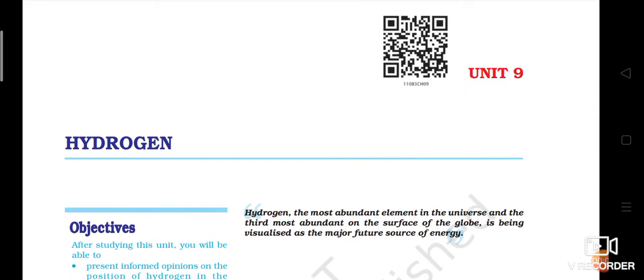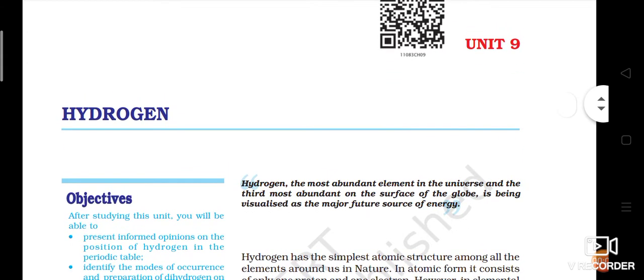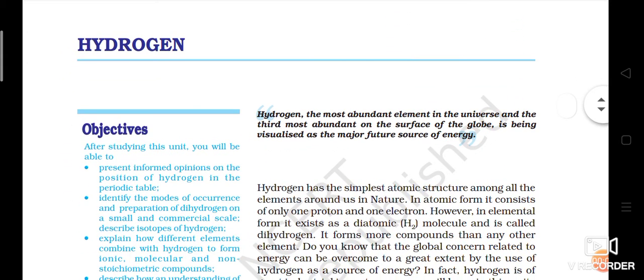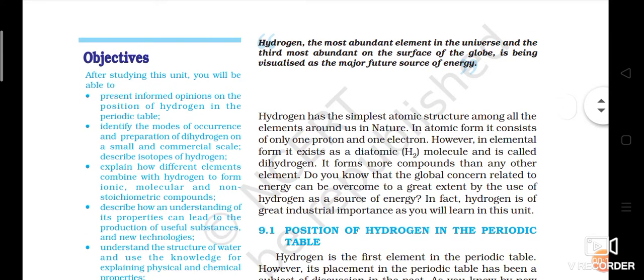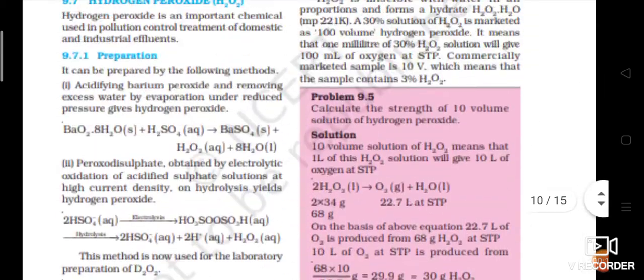Oho, it's the hydrogen chapter. Hydrogen. Yes, it's from 11th standard, guys. Oh ho, what happened? Yeah, I got it.